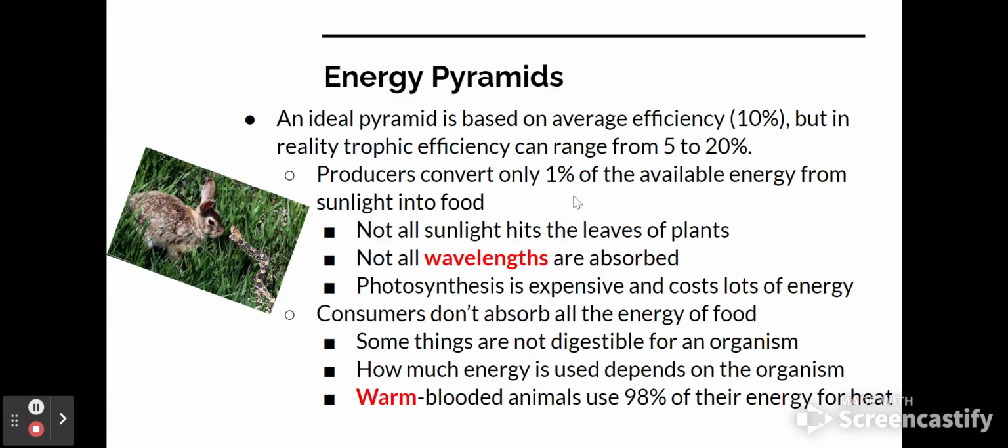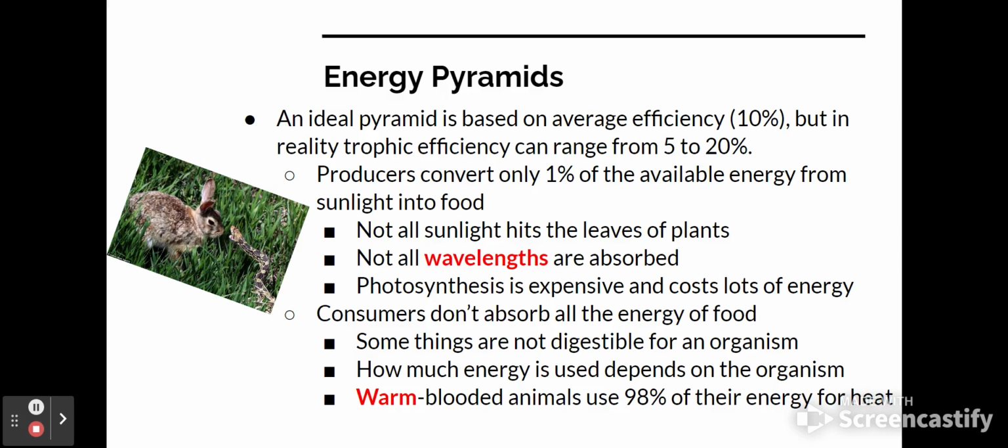So an ideal pyramid is based on the average efficiency, which is about 10%, moving 10% of energy to the next level. But in reality, that efficiency can actually be between 5 to 20%. Producers convert only 1% of the available energy from sunlight into food. Not all sunlight hits the leaves of plants, not all wavelengths are absorbed, and photosynthesis is expensive, so it costs a lot of energy.